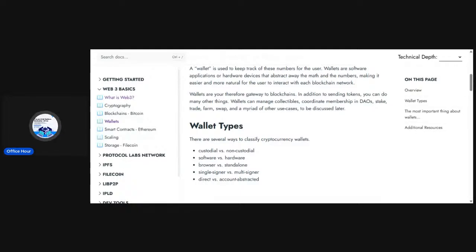So there are several ways of classifying cryptocurrency wallets. We have what we call the custodian and the non-custodian wallet. Can anybody differentiate what a custodian wallet and a non-custodian wallet is? Are you speaking? Speak out if you're speaking.